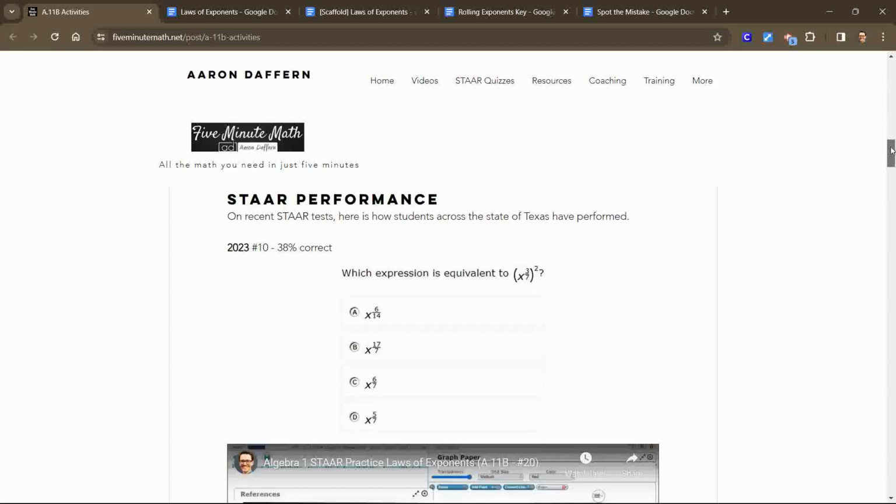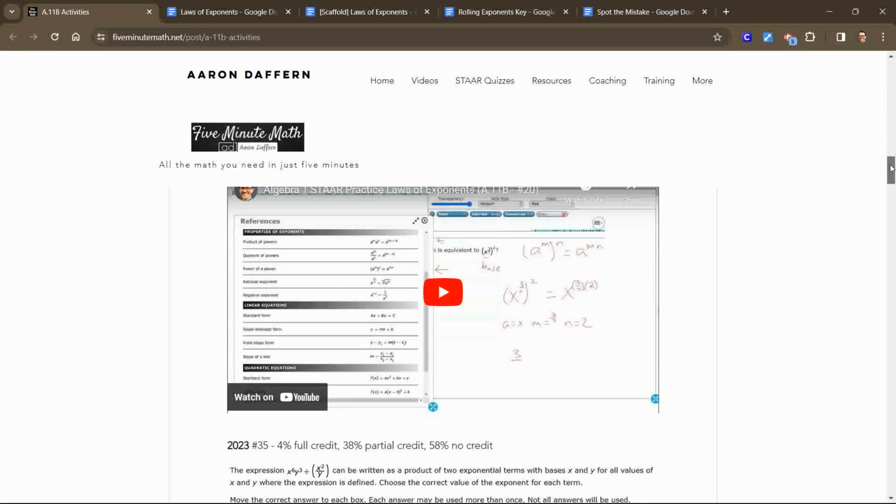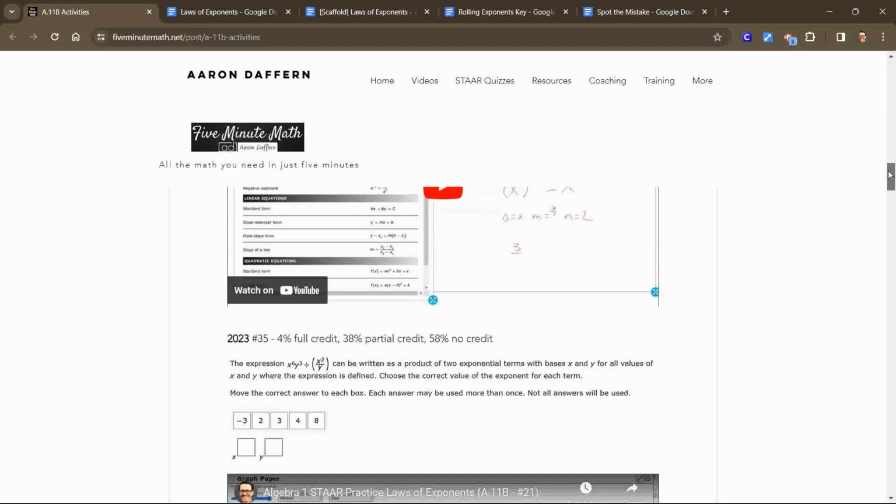Then I also want to make sure we ground our work in how we did in the state of Texas on our recent STAAR test. The reason I'm making activities for this particular standard is that, as you can see, we did not do too well in 2023. On number 10, we needed to simplify this expression. We only got 38% of our students getting it correct. Here's an explanation of that problem.